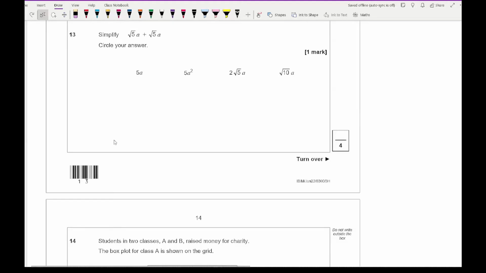Moving on to question 13, it says simplify root 5a plus root 5a. Well, that's going to be 2 root 5a, which is our third option.